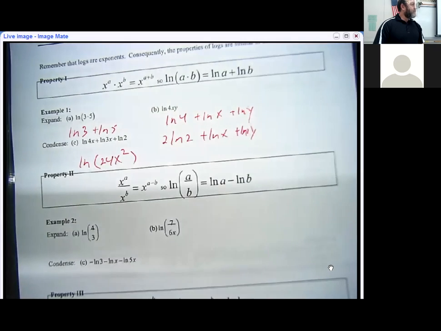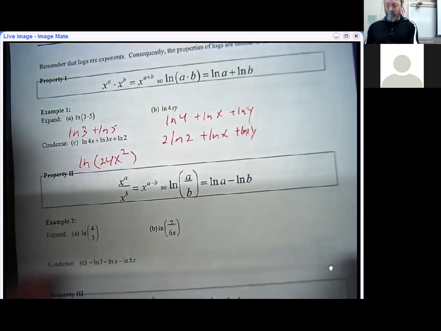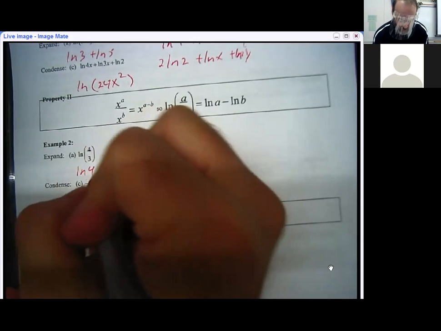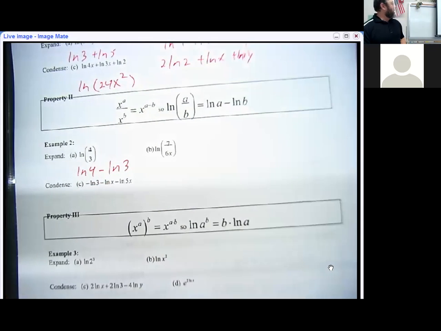You guys like it? Pretty simple little idea. You can either put them together or you could tear them apart. Okay, rule number 2. I already went over this rule. What did we say division did? Subtraction. So this is ln of 4 minus ln of 3.